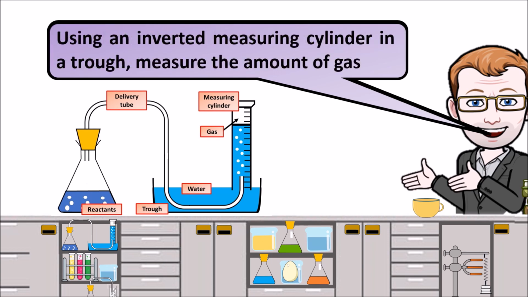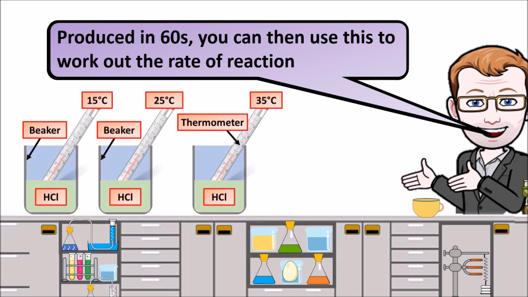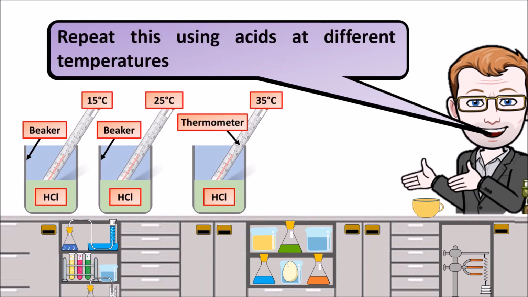Then using an inverted measuring cylinder in a trough, we're going to set it up so that the amount of gas that's produced displaces water in the measuring cylinder, which can then be used to measure the amount of gas that is being produced. We're going to time it for 60 seconds, then we can go and work out the rate of reaction. We're then going to repeat this with different temperatures, so 15 degrees, 25 degrees, and 35 degrees, for instance. We would also repeat each of those temperatures 3 times in order to get an average.